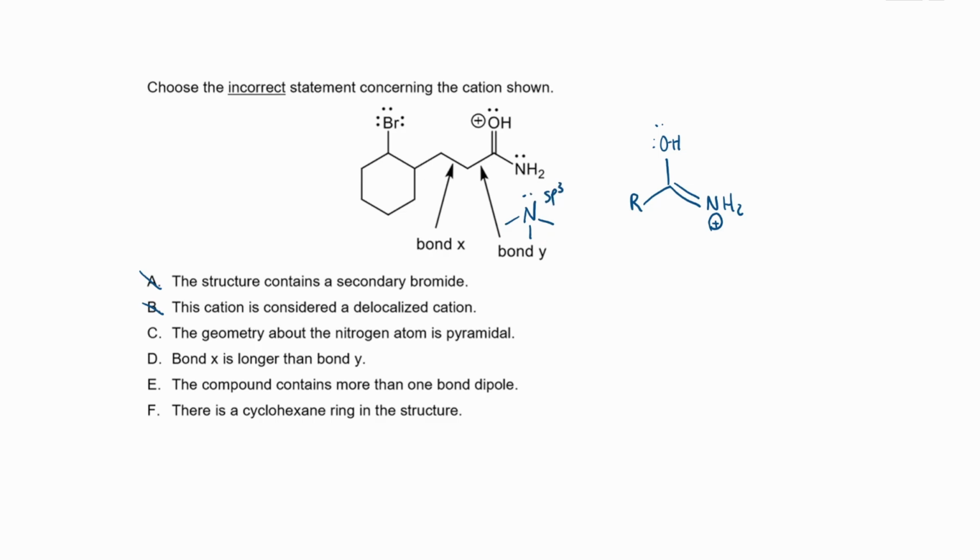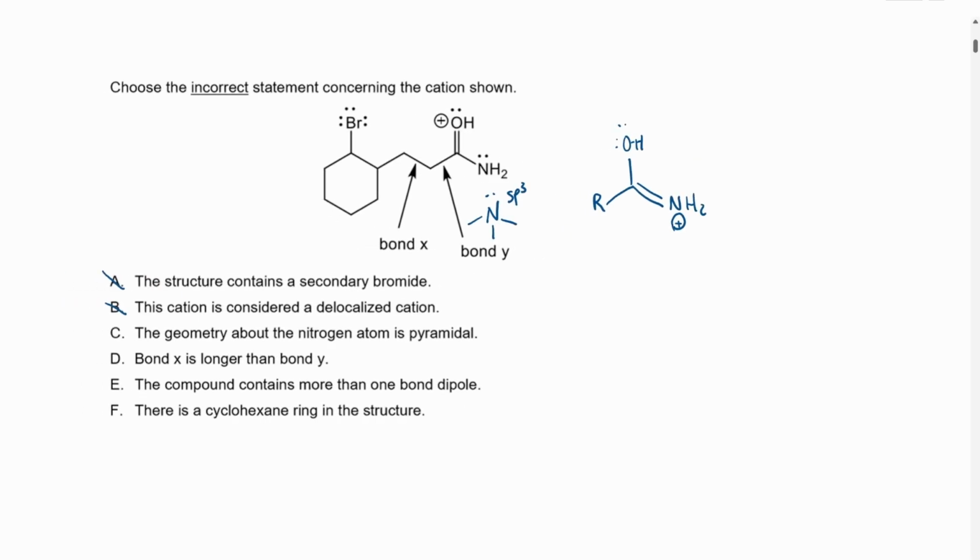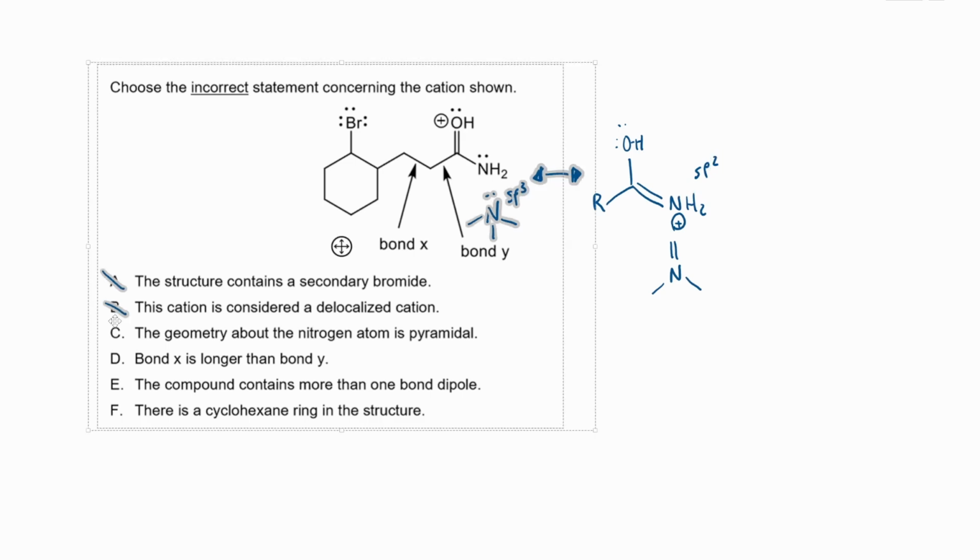It looks like a little pyramid. If we look over here on our resonance structures, this nitrogen over here has a double bond and 2 single bonds. This means that's going to be trigonal planar, and it's going to be sp2. So is C correct? No, it's not. It's not pyramidal, it's going to be trigonal planar, because we're looking at the one with the lowest hybridized orbital. C is incorrect. But let's just go over every single one.